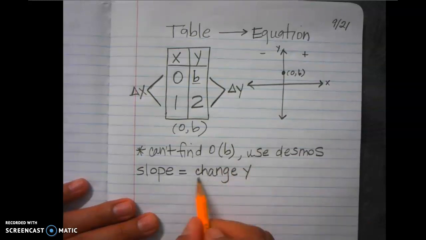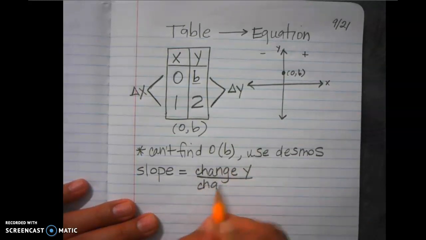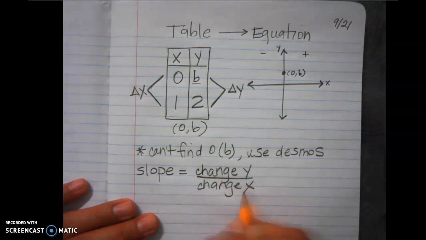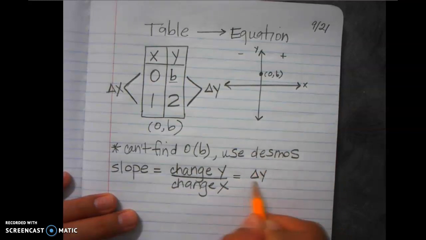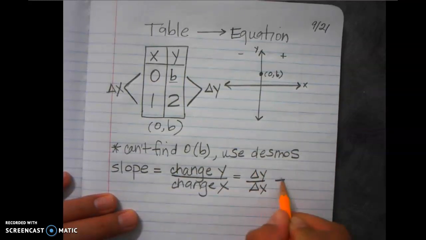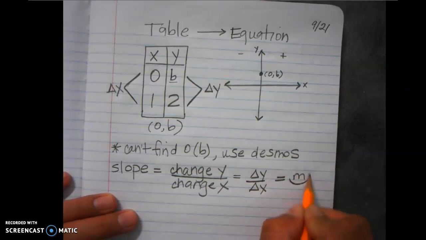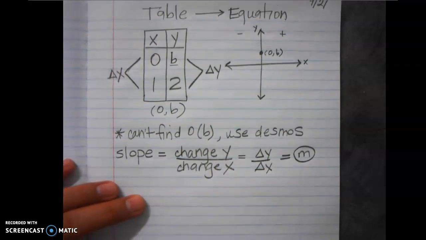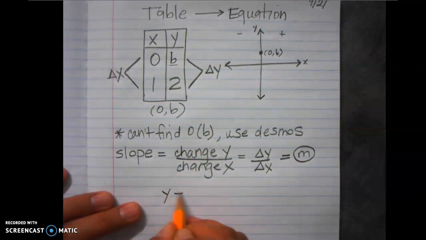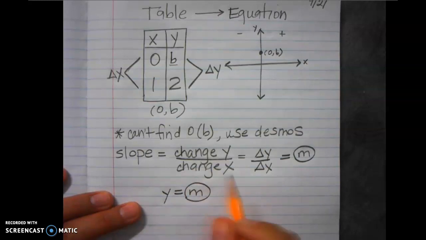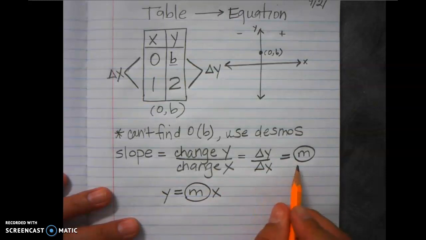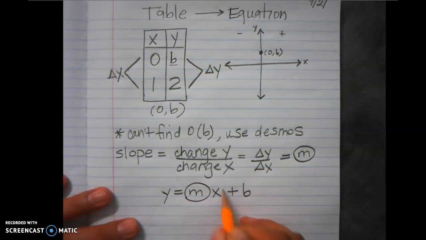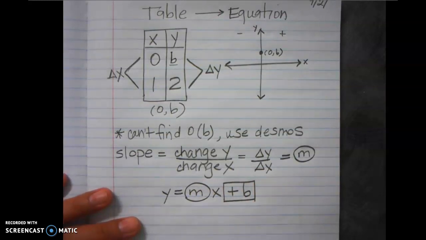Change in y is on the top over the change in x. Okay? Seeing it in symbols, change in y over the change in x. After we plug that in and work it out, that is our slope, right? So our goal was to write our equation. Once we have our b from the table, or Desmos, and we figured out what our m was, we can plug those back into our equation and have y equals mx plus b.